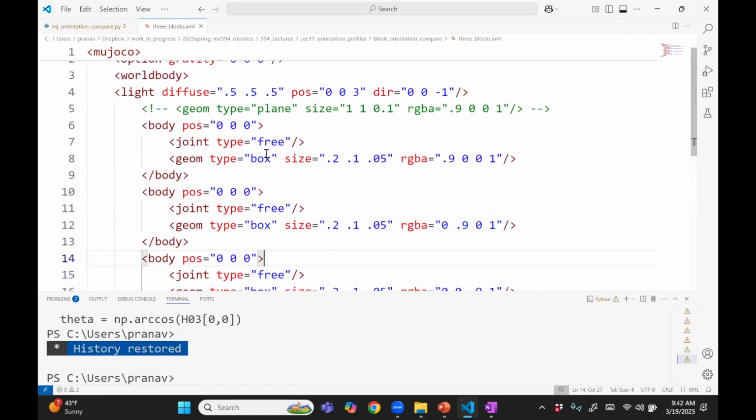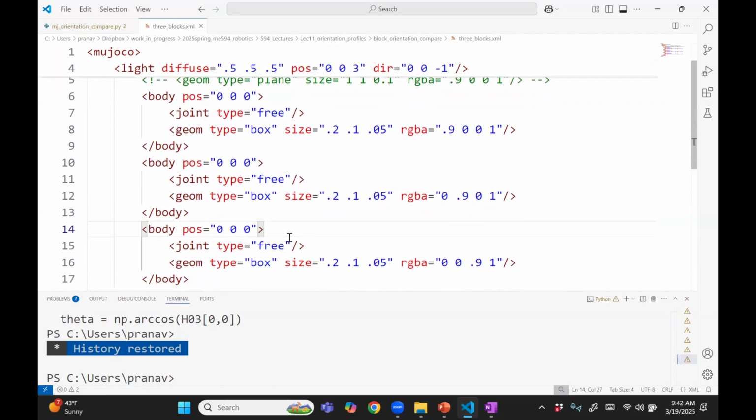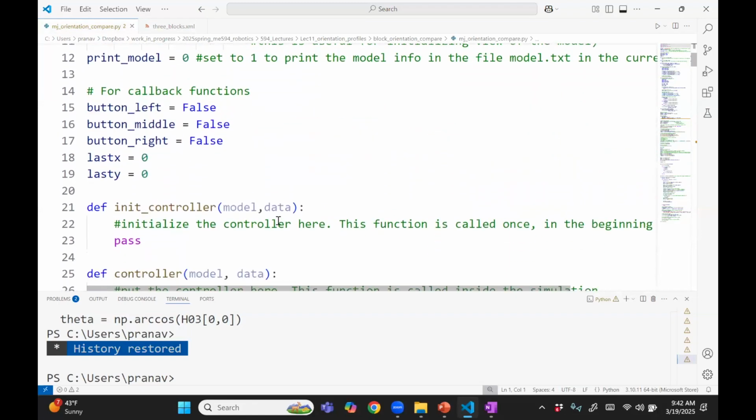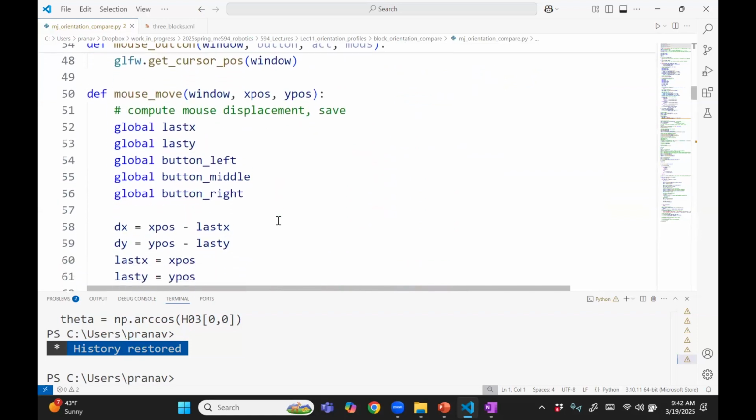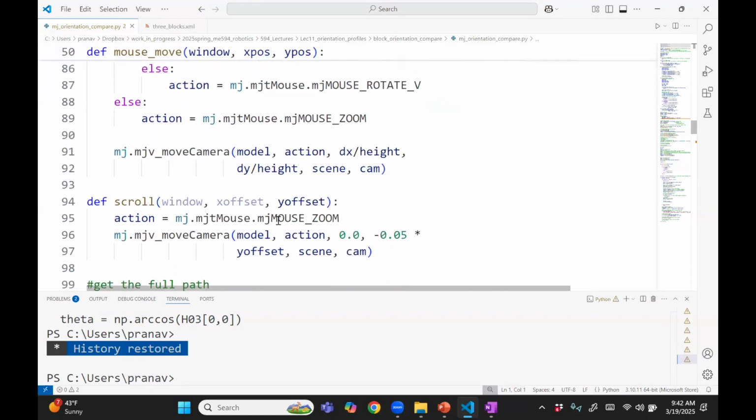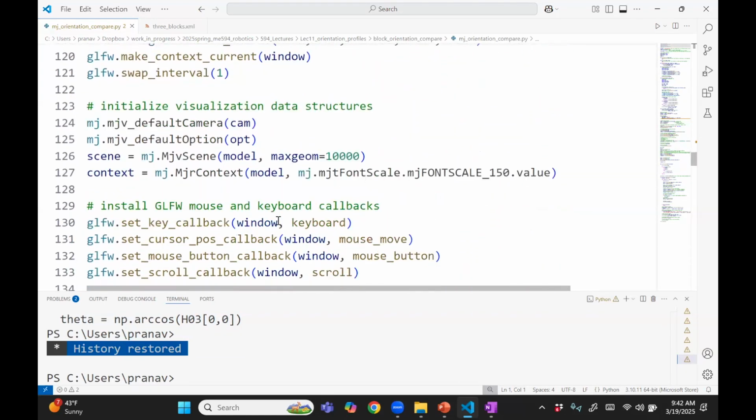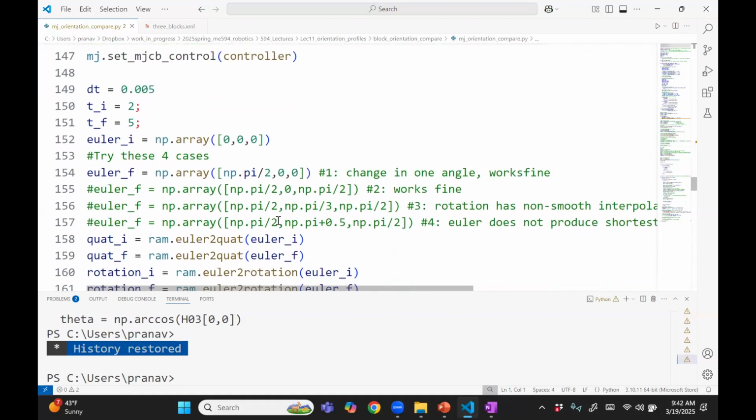I'm going to use the first box rotated using Euler angles, the second one rotated using rotation matrices, and the third one I'll rotate using Quaternions. That's the plan. This code is going to take 2 start and end orientations.